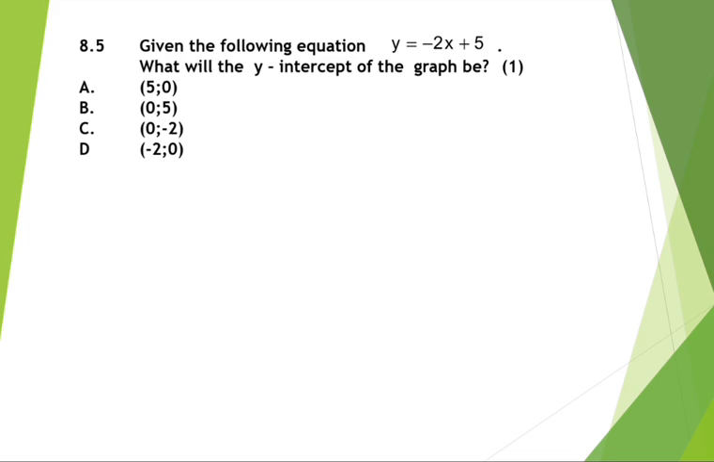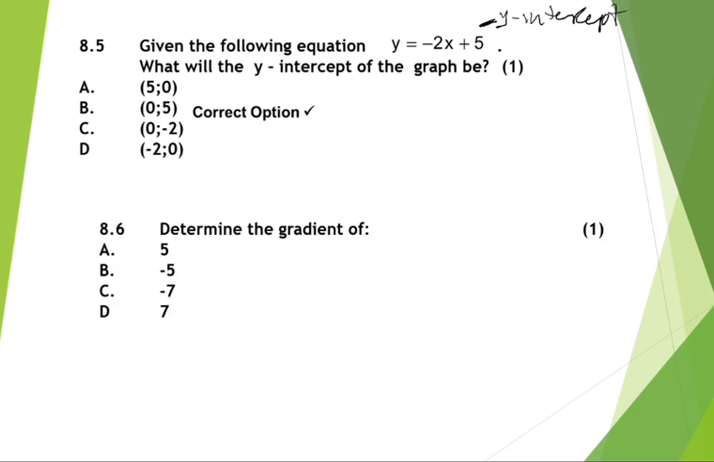Given the following equation, y is equal to negative 2x plus 5, what is the y-intercept of the graph? You can use the y-intercept concept where your constant is the y-intercept, so that's the y-intercept. Or you can do the calculations. So that means x will be 0 and y will be 5. So the correct option is B.